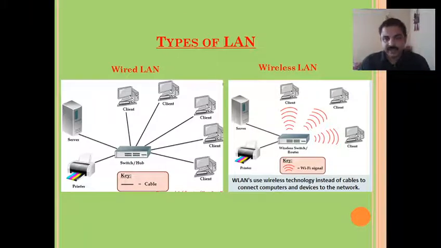A LAN can be a wired LAN or a wireless LAN. In the figure you can see here, through the switch and cable, the systems are connected in the first one, that we call a wired LAN. Here everything is connected through wires. And the second example is where a wireless LAN is used. Here, without the use of cables, using wireless devices, we are connecting the systems to each other. So this we call a wireless LAN. Clear?